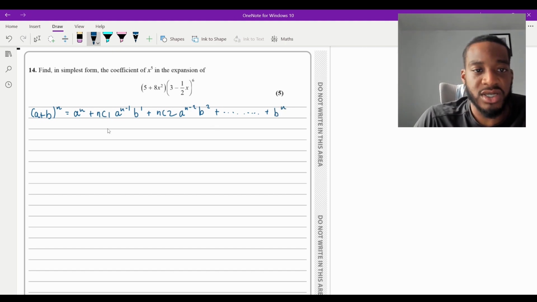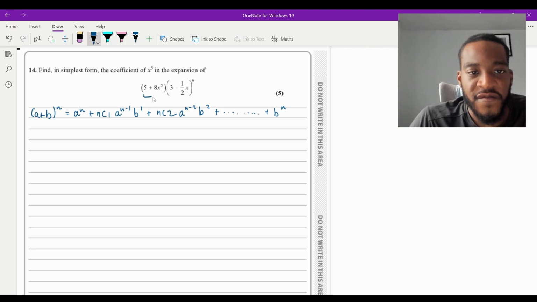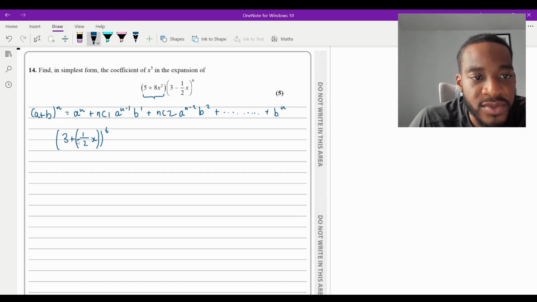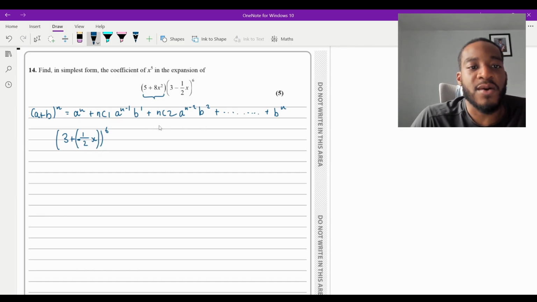So for me, when I look at this, by the way, we've got a 5 plus 8x squared, so it's not that straightforward. We're going to have to expand as well. But in terms of just the (3 minus a half x) to the power of 6, what I like to do is say, okay, well, fine. This minus a half, I can actually write as a plus, and then I can put a minus in the bracket like this, can't I? Like that. So that tells me quite clearly that our a is going to be 3.